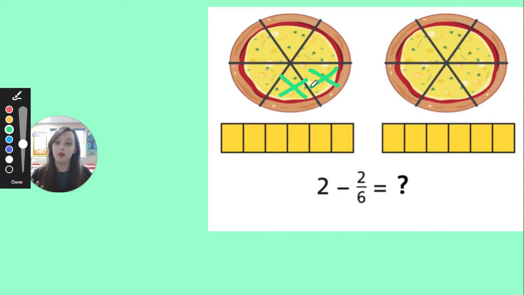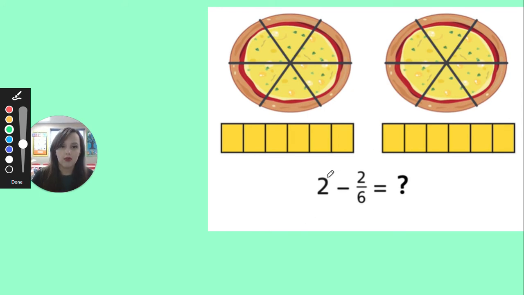But if we're not given a picture, we could make our own. So underneath our pizzas, I've drawn a bar model. Here's one bar model showing 6 pieces. Here's another bar model with 6 pieces. These are just like my pizzas. They're both 6ths. And again, I can just cross off 2 of them and count them up to find my answer. If I didn't have anything to draw on, I can still work this question out.